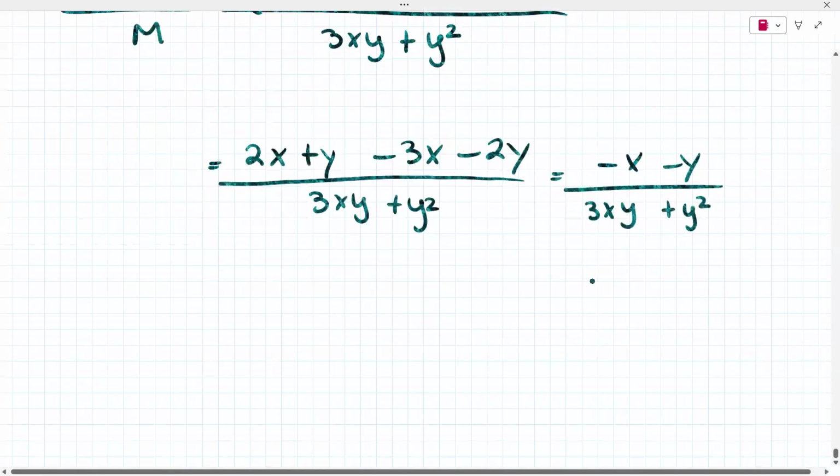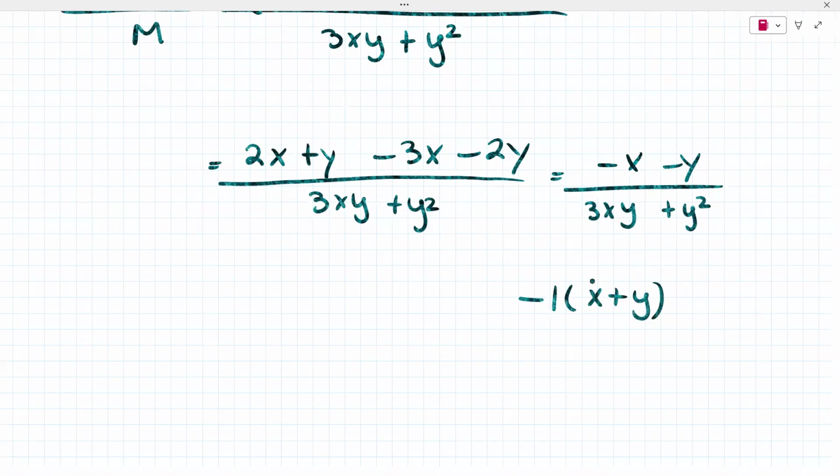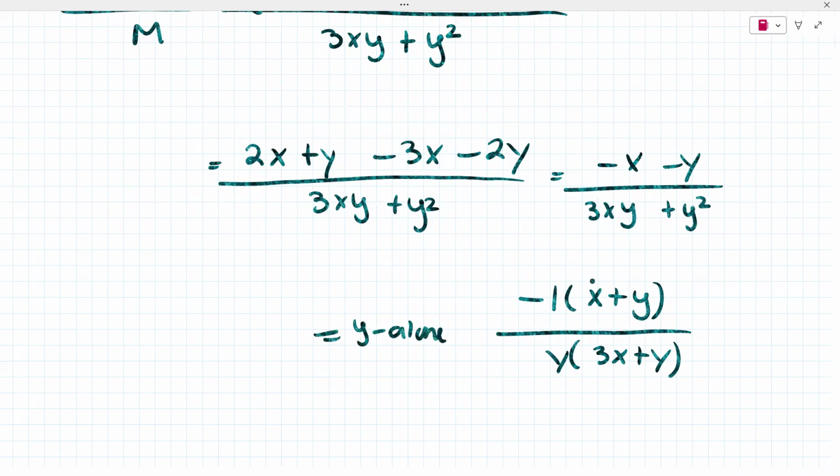And then on the top, negative x minus y, it looks like you could take out a negative 1, so that would be x plus y. And then on the bottom, it looks like you could take out a y, so that's 3x plus y. So this is the y alone. Now you do the x alone.